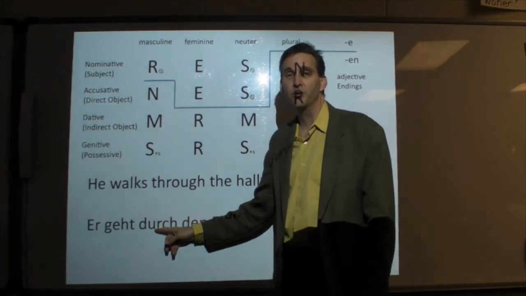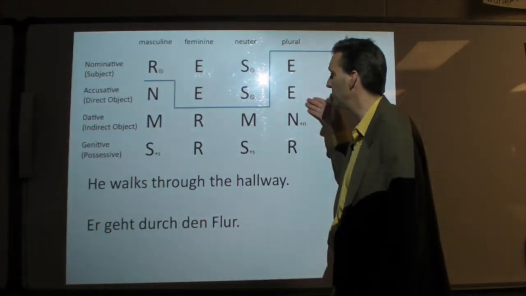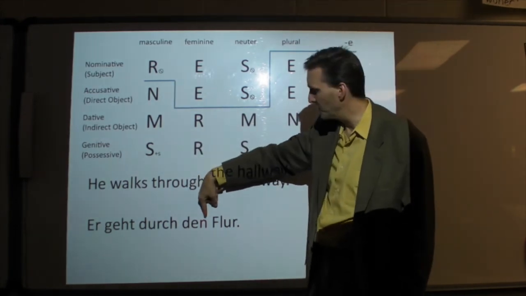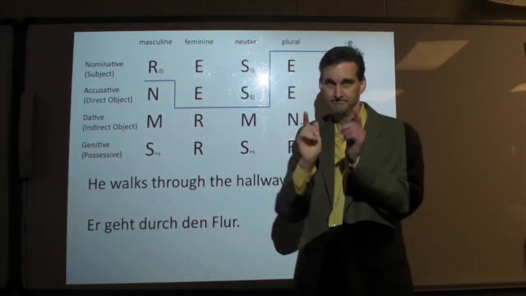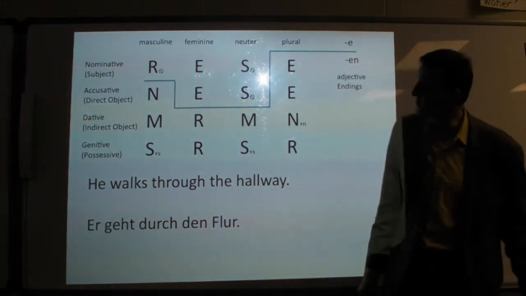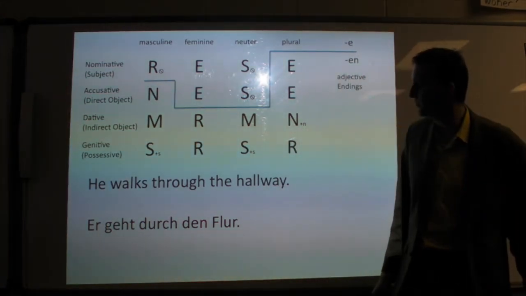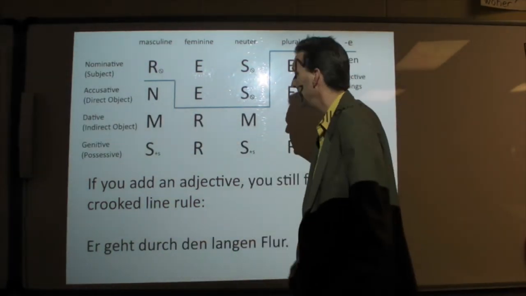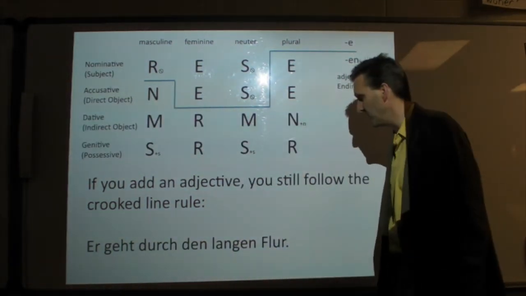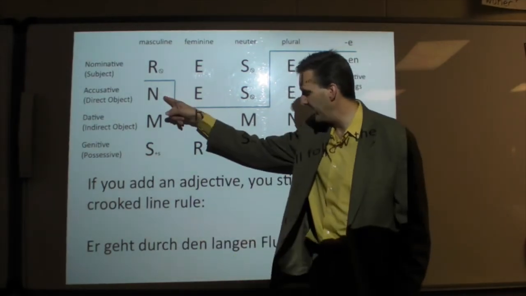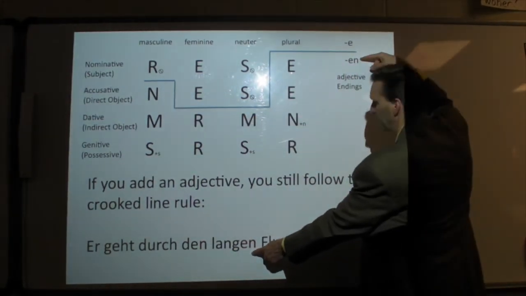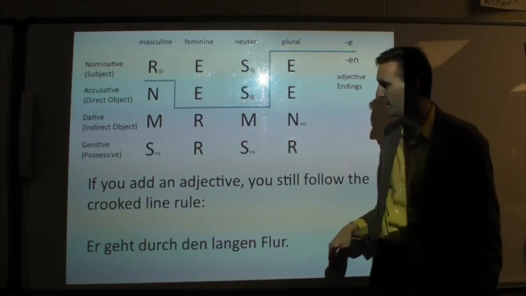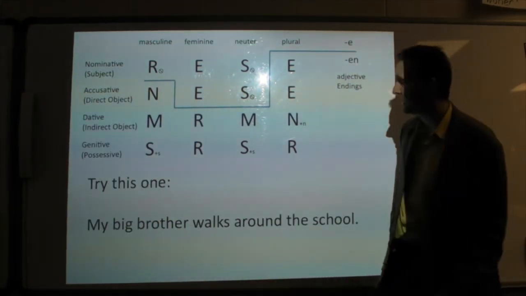Durch, für, gegen, ohne, they take the accusative, don't be dumm. So, therefore, we need this N right there. Durch den Flur. That's how it works, okay? Through the hallway, okay? Now, if you add an adjective, it's going to just follow the crooked line rule, okay? Geht durch den langen, below the line, Flur. Durch den langen Flur. Through the long hallway. Alright? So there we go.